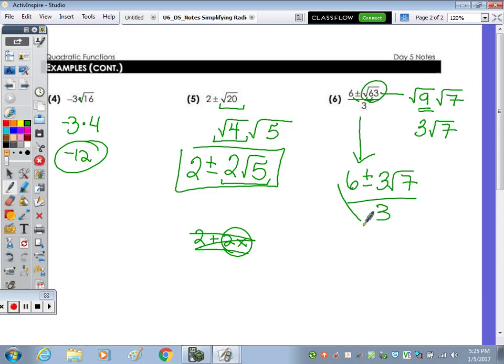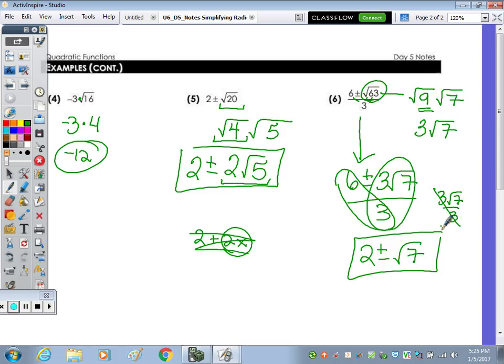Now dividing 6 by 3, we get 2. Keep the plus or minus, and then 3 radical 7 over 3. I just write that off to the side. The 3's are going to cancel. And we're just left with the radical 7. And 7 is prime. It has no other perfect square factors. The only factors are 1 and 7, so that's fully simplified.